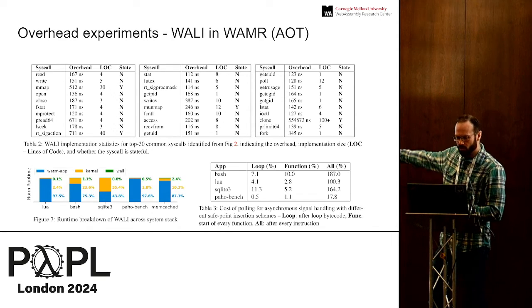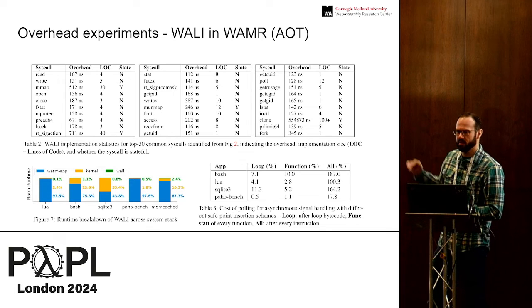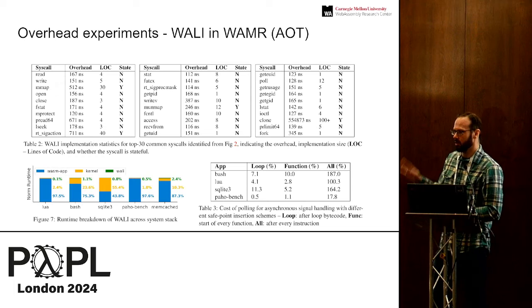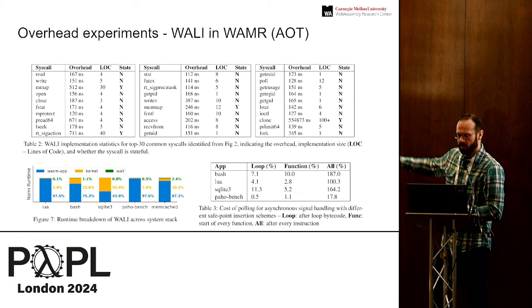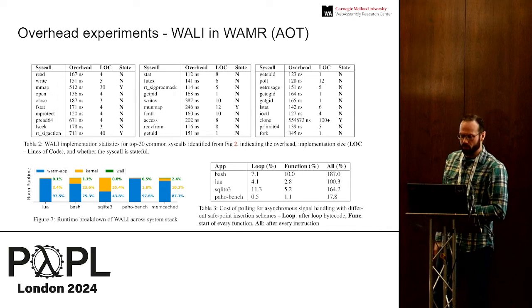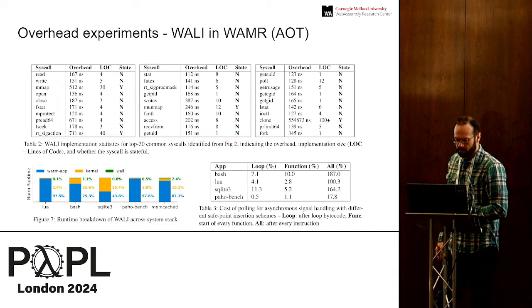We also measure the overhead of doing polling for asynchronous signal handling. That's again to support things like your window changes or stuff like that. These numbers can probably be brought down a little bit too. Here we actually modified WAMR's compiler to inject a little bit of code into every loop header, and that's on the order of single-digit percentages there.